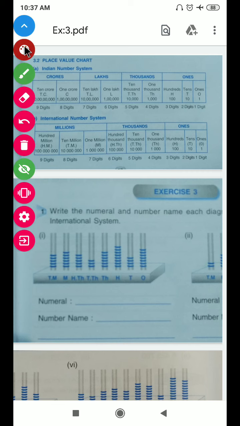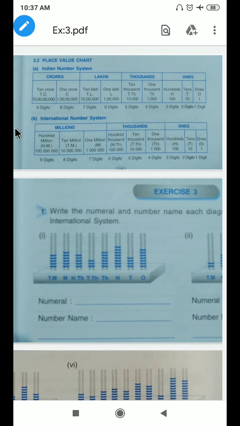Hello students, in this video we will discuss our next chapter, that is international number system. So what is international number system? Here are given two place value charts. One is the Indian number system, another one is the international number system.